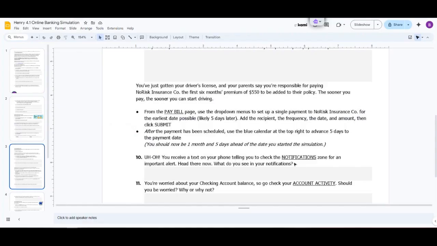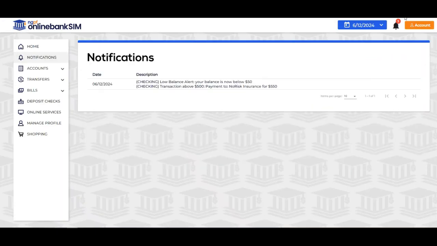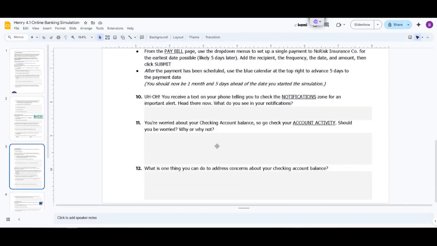Oh, you receive a text message telling you to check your notifications. If I come up here, notice that this little icon tells me I have something in my notifications. If I come in here, all right, I see that I've got a notification there. All right. And so on and so on.